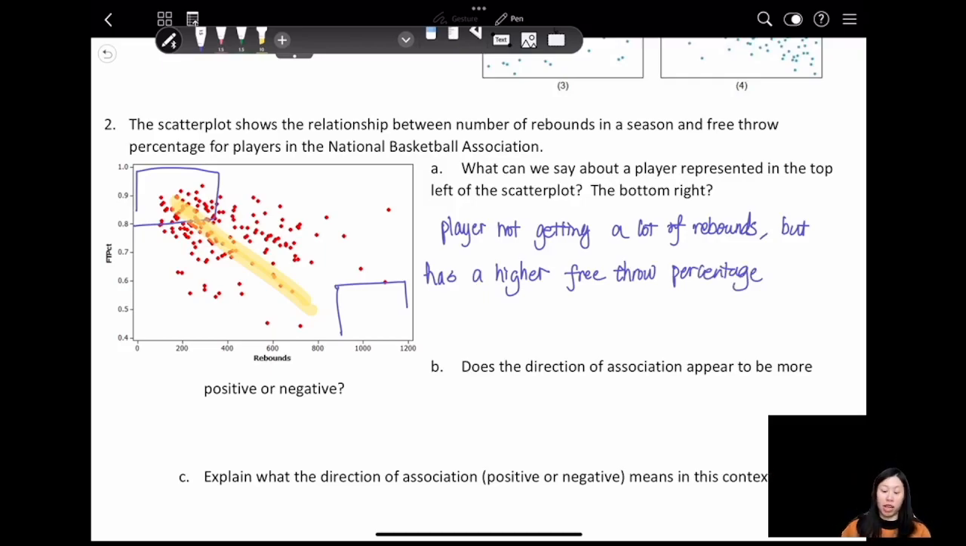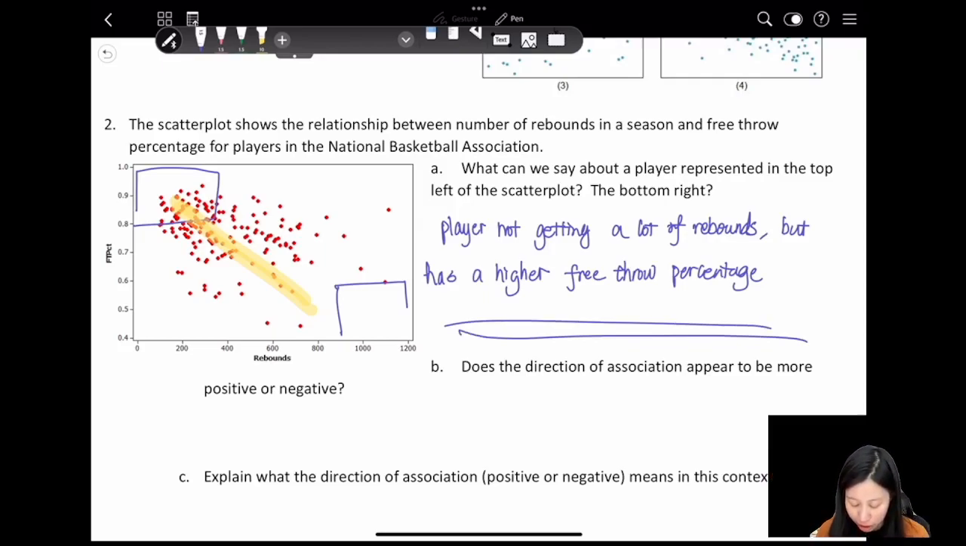So for the bottom right it is the opposite, right? The player who's getting a lot of rebounds, relatively more rebounds, tends to have a lower free throw percentage. So write it down by yourself in here.